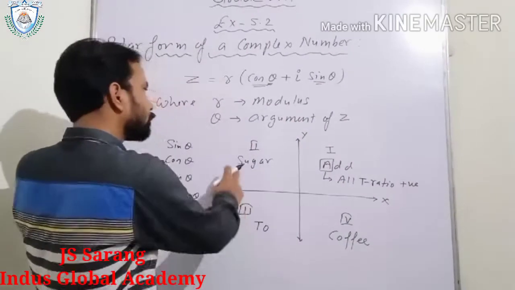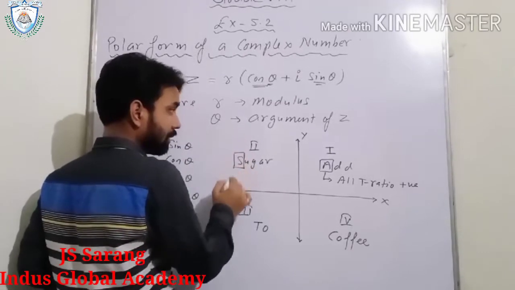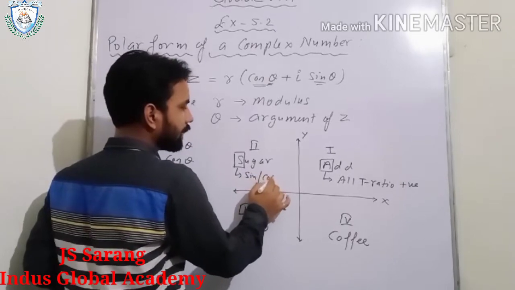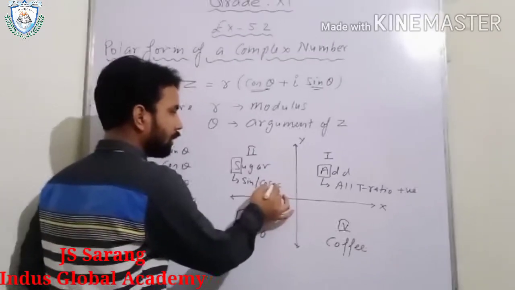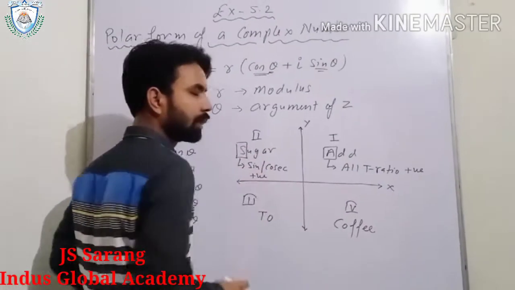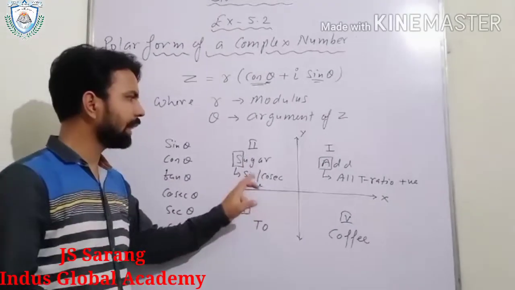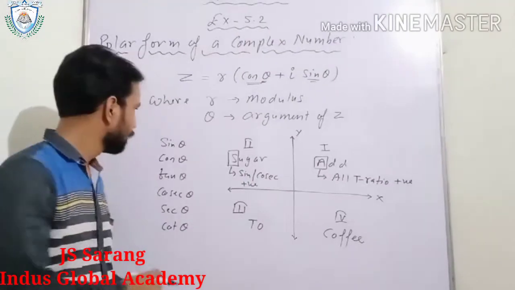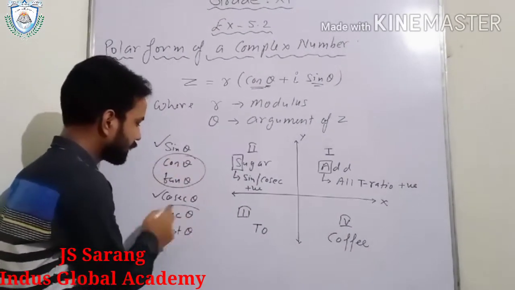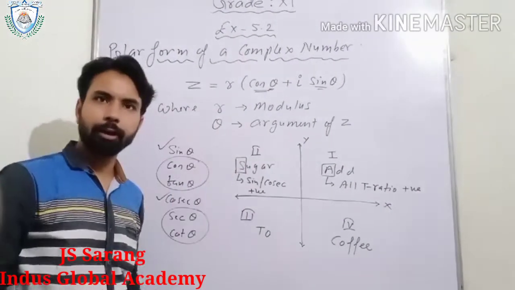Understood? Here sugar. The first letter of sugar is S. S stands for sin and its reciprocal is cosec. So in the second quadrant, sin and cosec are positive and the remaining are negative. Cos, tan, sec and cot, these 4 are negative in the second quadrant.